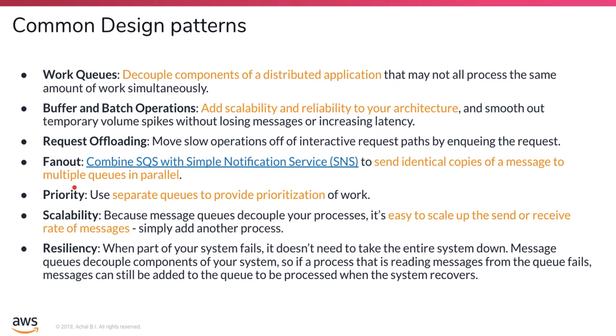There is also a fan-out operation where you could send identical copies to multiple queues in parallel. You would take the help of SNS to achieve it. There are also priority-based patterns, where you could create a separate queue based on the priorities, and you would direct those messages based on the priority, and they would be processed.